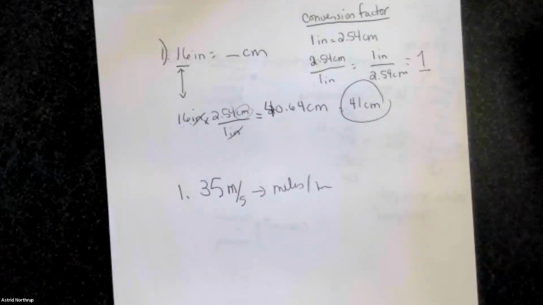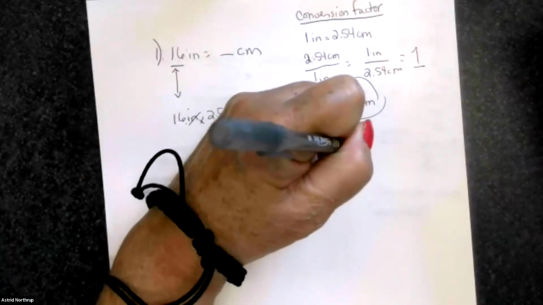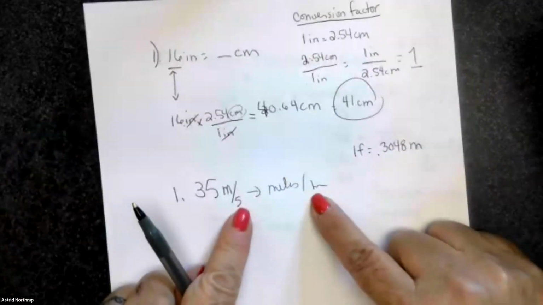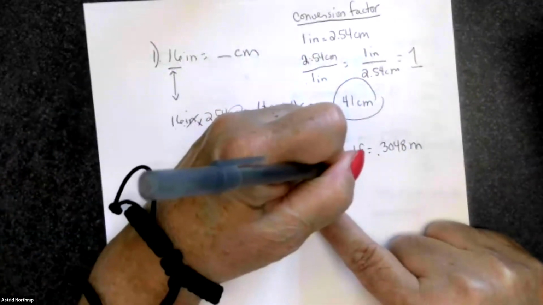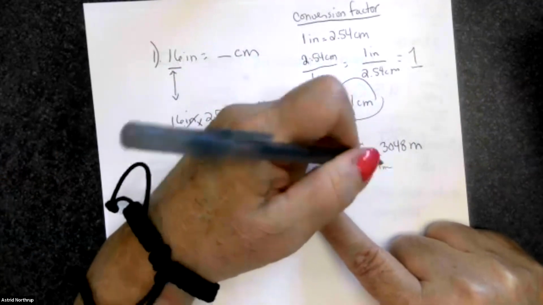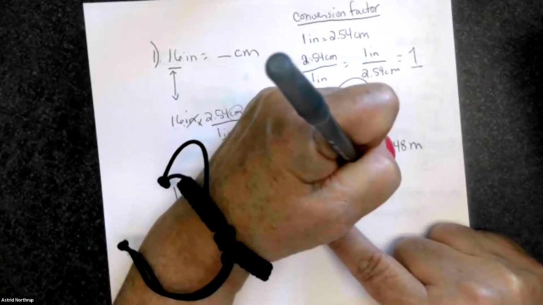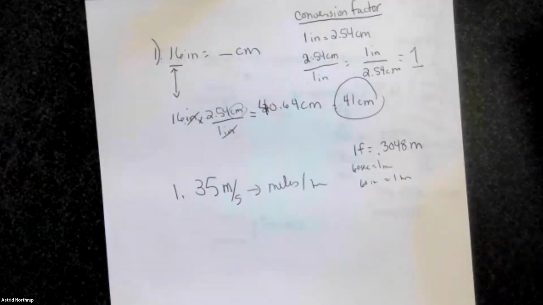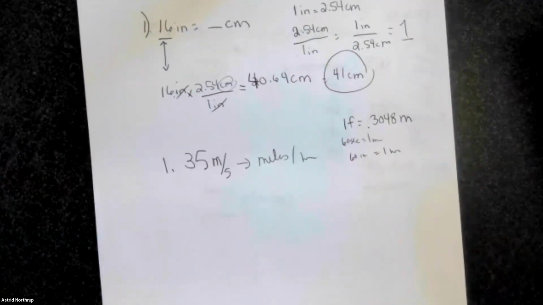But for example, we could say, how many meters in a foot? I'm making this a little bit more complicated than it needs to be. So we find that 1 foot equals 0.3048 meters. And what do we know about seconds and hours? Well, we know there are 60 seconds in 1 minute, and then there are 60 minutes in 1 hour. So now we have everything we need to convert that.